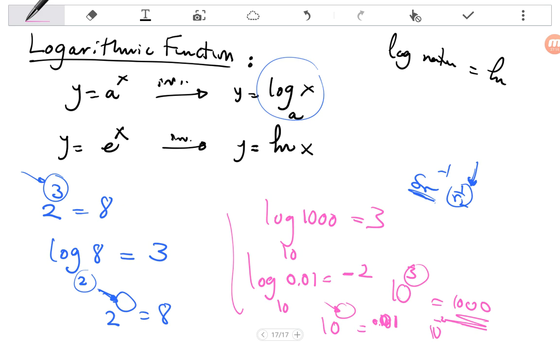So this is the meaning of the log function. It is the exponent that I need to put on the base in order to get this value. Okay, and so on.